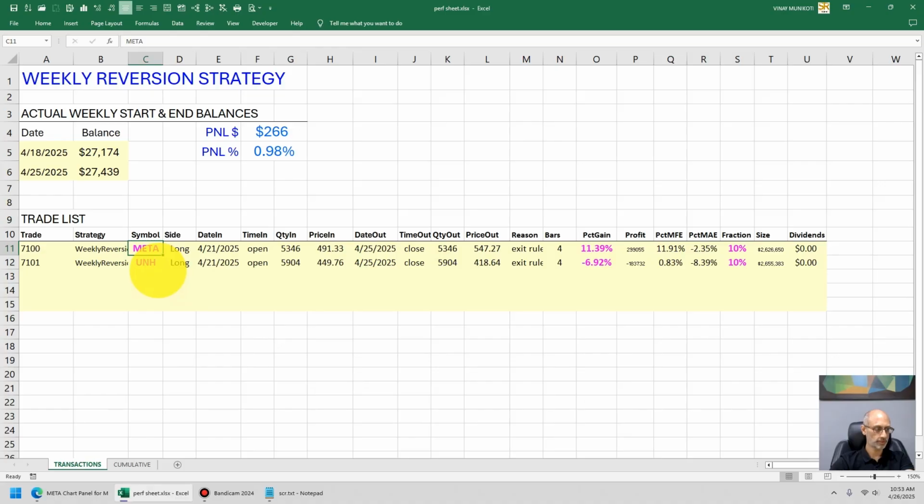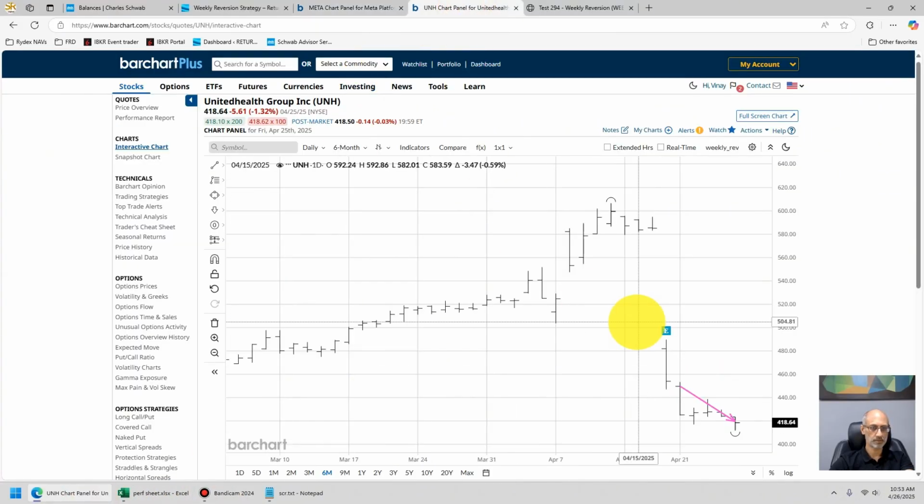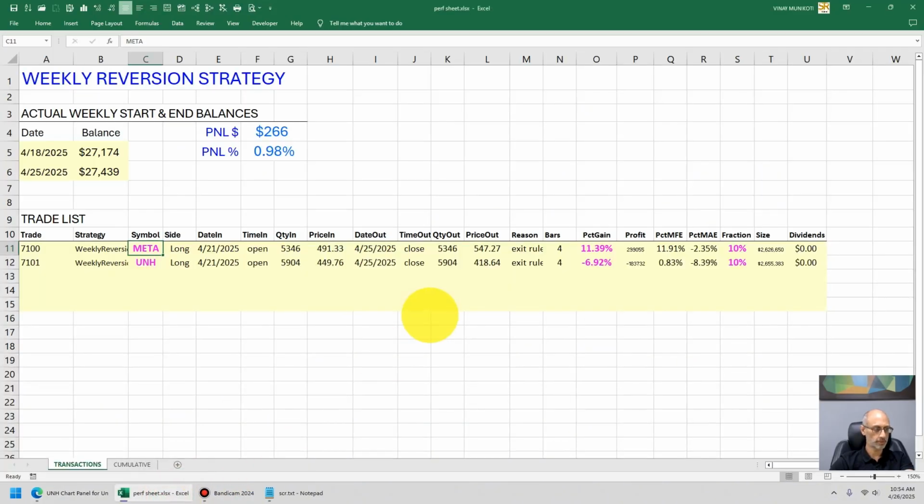The next trade was United Healthcare, where the stock was down 6.9% for the week. And this is how that one looked. So in the prior week, there was an earnings announcement and it gapped down pretty severely. And the stock continued to go downward over the course of the week, never recovered. So we lost 6.9% on that one at a 10% allocation.